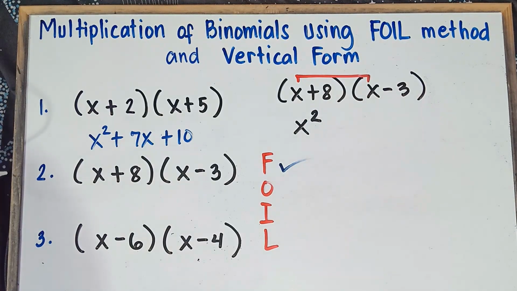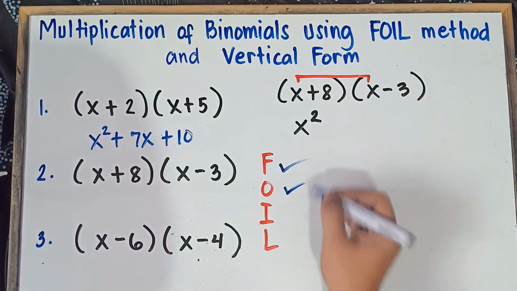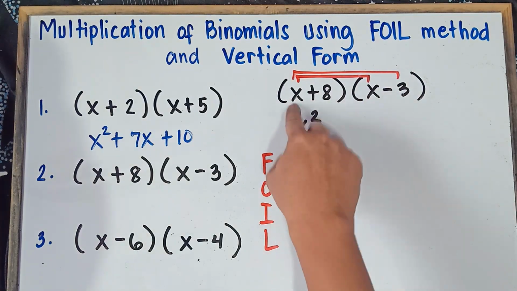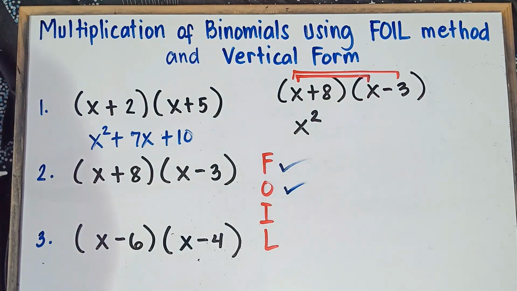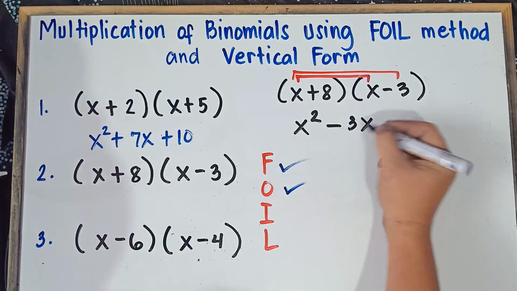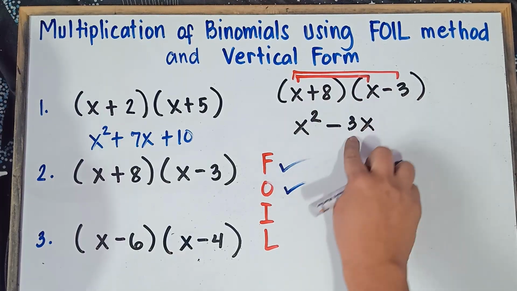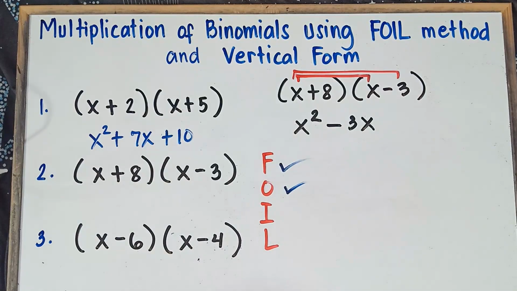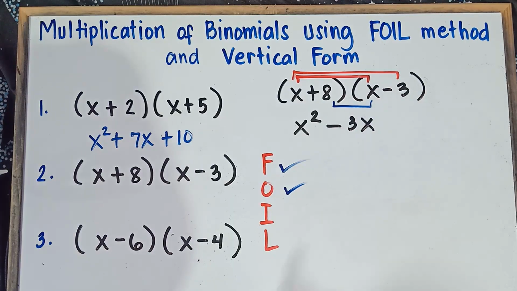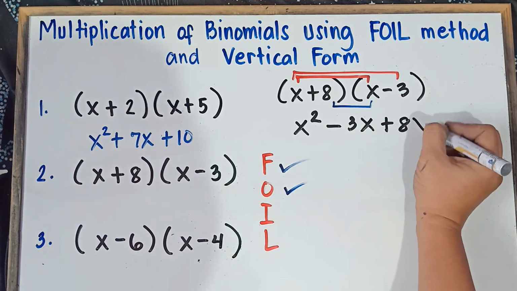Alright, step by step, outer. So outer, that would be x times negative 3. Positive times negative, that would be negative. Okay, and then x times 3, that would be 3x. So x times negative 3, that would be negative 3x. Alright, and then inner. 8 times x. What's the answer, class? Positive 8 times positive x, that would be positive 8x.